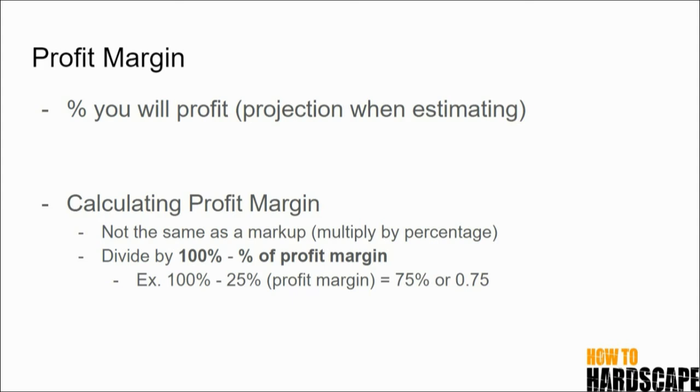We're going to take 100%. We're going to minus it by our profit margin percentage. In this case, it was 25%. And that's going to give us a certain percentage of 75% or 0.75 in decimal form. And we're going to divide our total quoted amount that includes overhead expenses, labor costs, material costs, add those up and divide it by this number. And that's going to give us our total amount, including that profit margin. And that's all we're going to talk about today on profit margin.